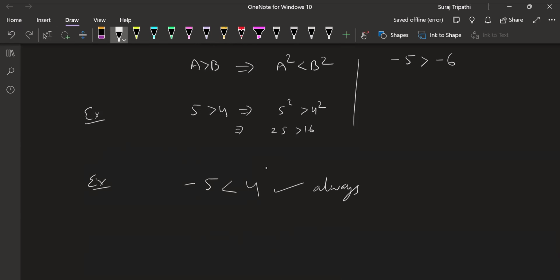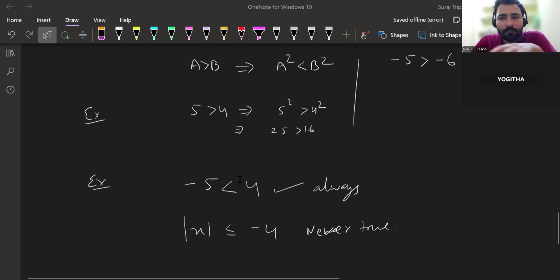If any expression is written there, suppose mod of x is less than or equal to minus 4. So modulus is always a non-negative number. It cannot be negative, right? So as you can see, this is never true. Okay, so keep note up to here.